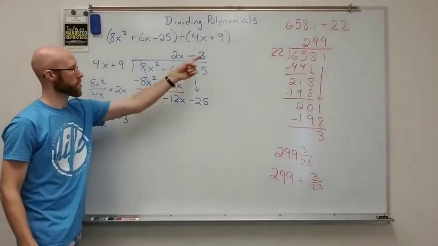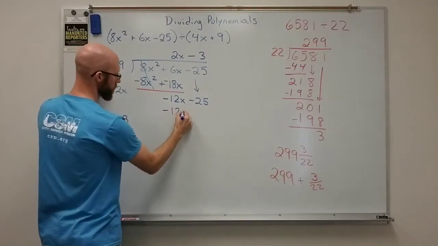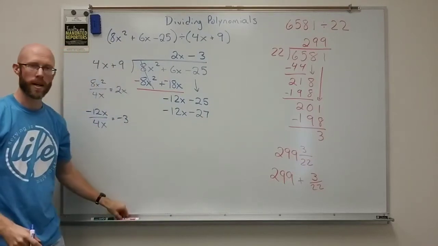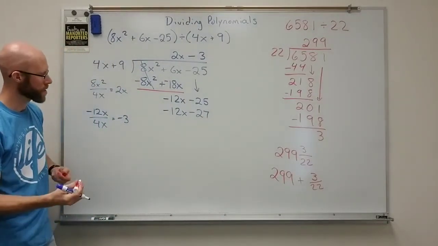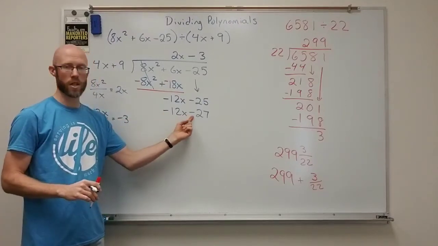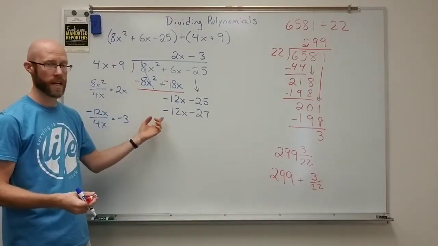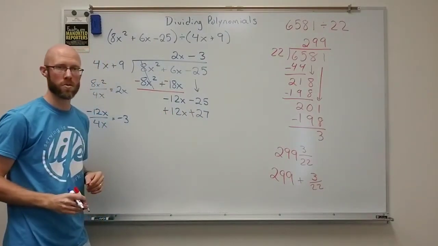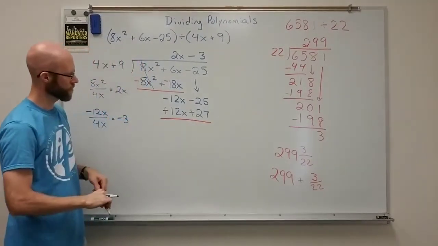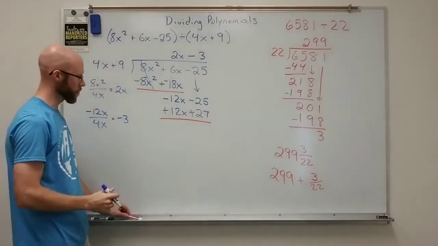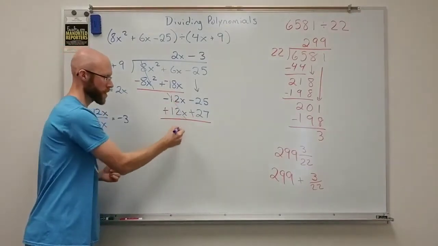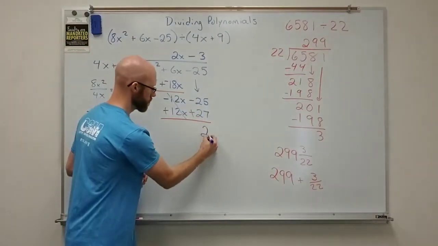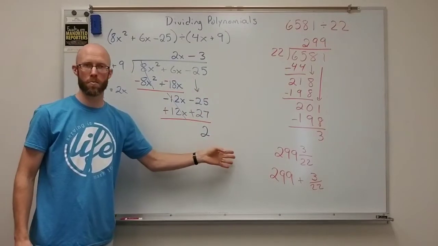And then we multiply down. So negative 3 times 4x is negative 12x. Negative 3 times 9 is negative 27. Again, change your signs, draw the line. This time, when I change the signs, I'm going to change them from negatives to positives, right? Subtracting negatives is the same as adding. So I'm going to change those two signs, then draw my line, and then combine the terms. Well, negative 12 plus 12 is 0. That should add up to 0 every time. Negative 25 plus 27 is 2. My remainder is 2. I don't have anything else to bring down.